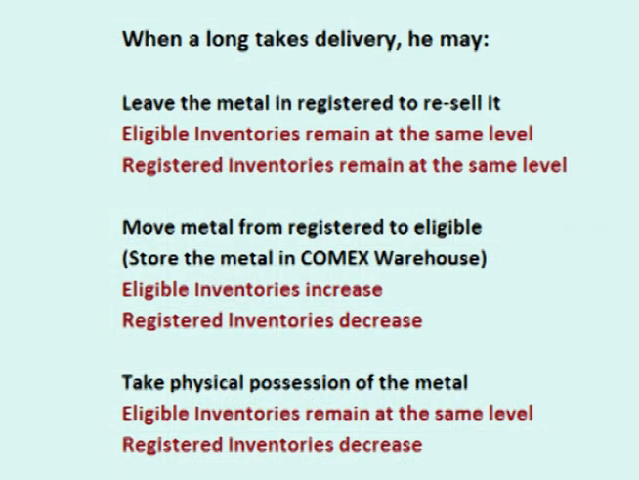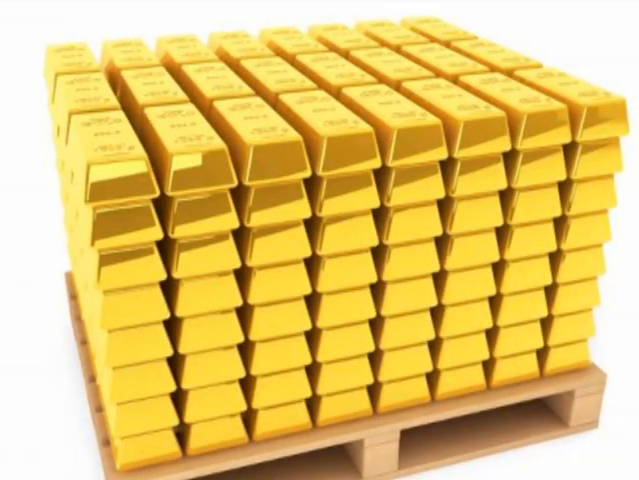The third choice is that the trader may choose to physically have the metal delivered to him. In this situation, the metal is delivered to the buyer with the buyer bearing the cost of transportation. There would be a decline in total registered metal inventories, but total eligible inventories would remain at the same level. It is important to note that once metal has been removed from the Comex system and physically delivered, if the new owner wants to sell it later on, the metal must be recertified at the owner's expense and delivered into the Comex again as eligible metal, using the procedure described above.